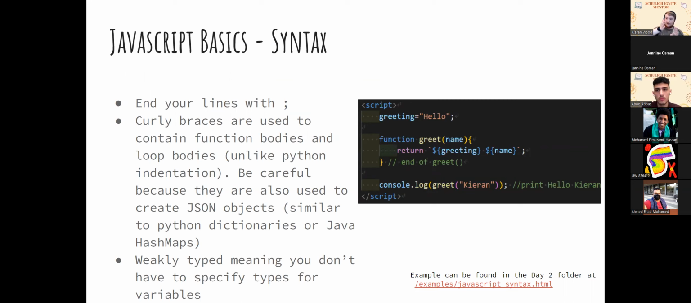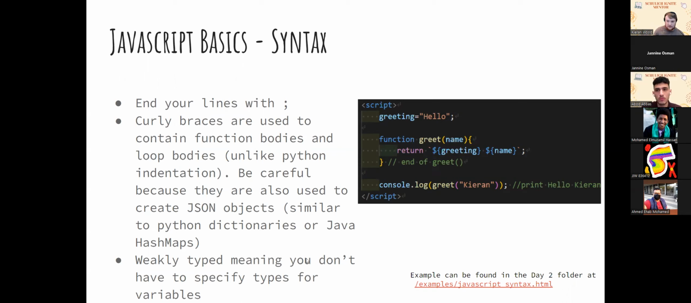Instead of doing indentation, you actually have curly braces, and those curly braces are what will wrap your functionality. For example, the function, instead of being indented more, I have indented it just out of habit, but this curly brace is what defines the indentation level, or where things are scoped to, essentially. So just keep that in mind when you're doing stuff. And also keep in mind that the curly braces are used for more than one thing, which we'll talk about in a minute. It's also weakly typed, which means you don't have to specify types for variables.